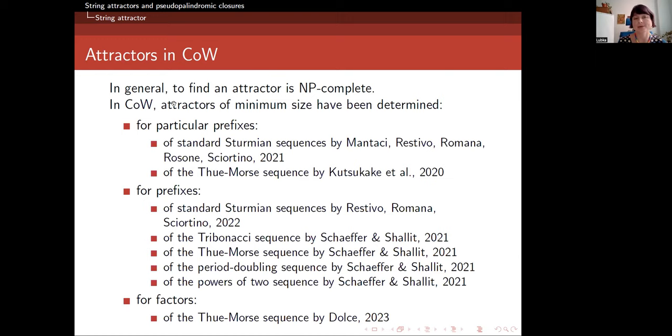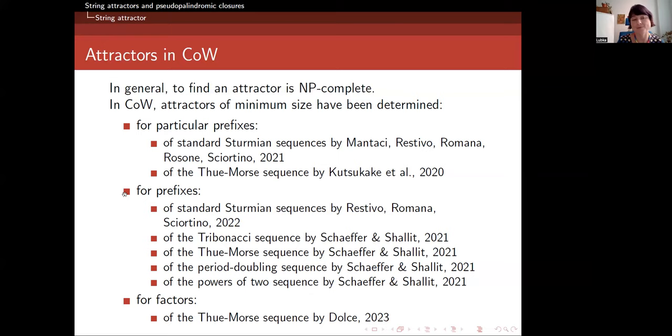But in combinatorics on words, when you use some particular properties of your words, then it is treatable, and the following results have been obtained so far. So attractors of minimum size have been determined for some particular prefixes. Then I will say something about prefixes and factors. Let me just highlight here that if you consider an infinite word, a sequence, and you know attractors of infinitely many particular prefixes, then since the minimum size of attractors is not monotone, you can't say anything about prefixes in general.